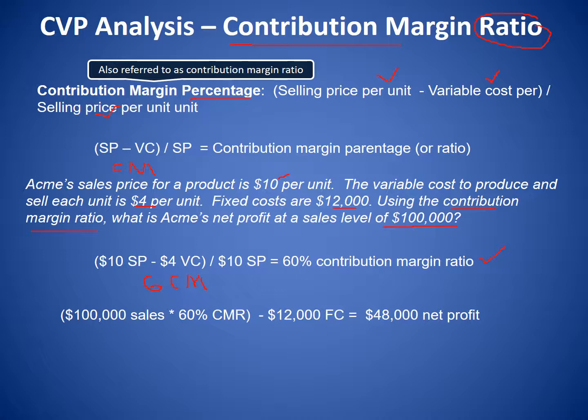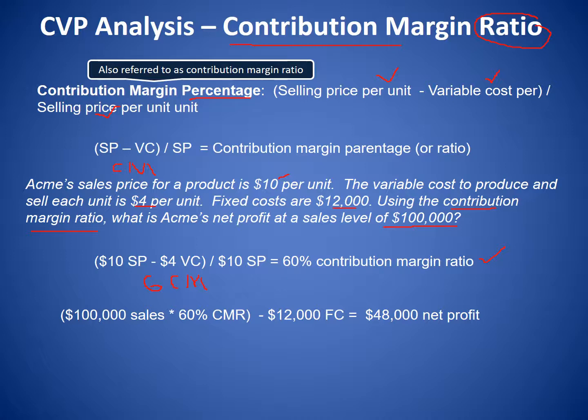That means that the contribution margin of the company, every time we sell something, 60% of that selling price remains to cover our fixed cost and also to the net profit of the company. Now we can express that in a cost volume profit equation.